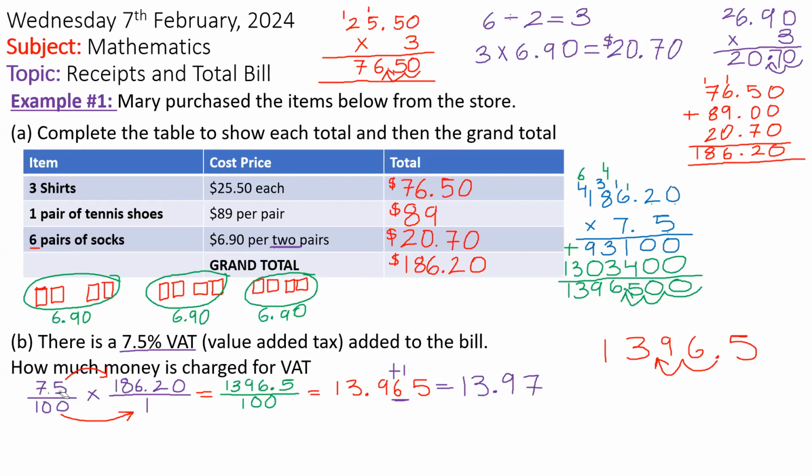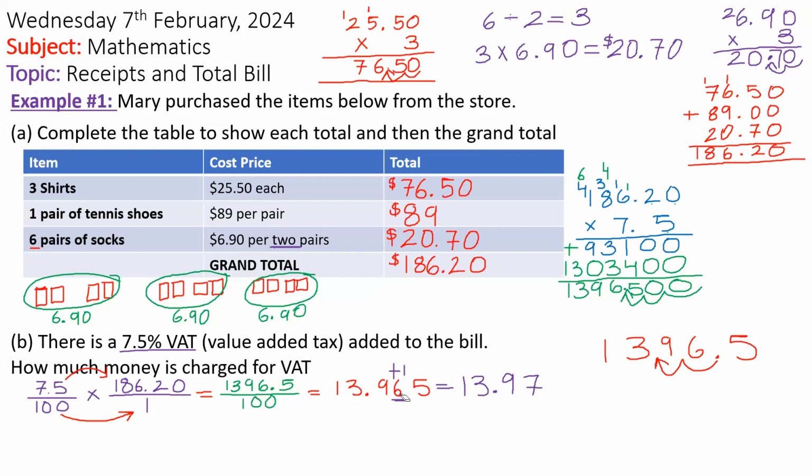7.5 over 100 multiplied by 186.20 over 1. So we multiplied 7.5 by 186.20, which gave us 1,396.5, and 100 times 1 is 100, which equals 13.965, and we add 1 to the 6, which made it 7.